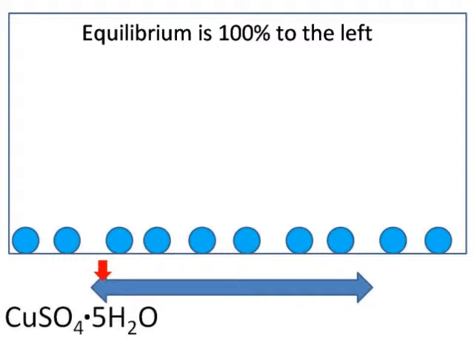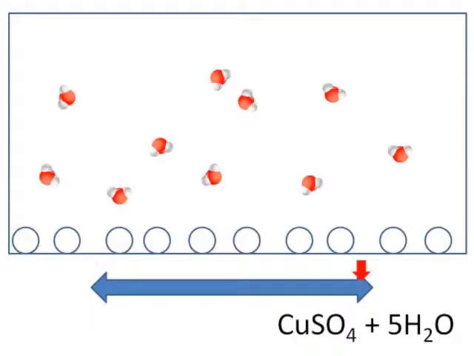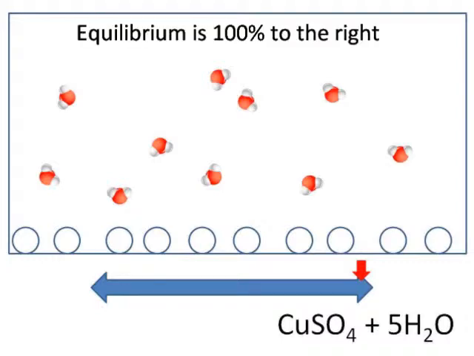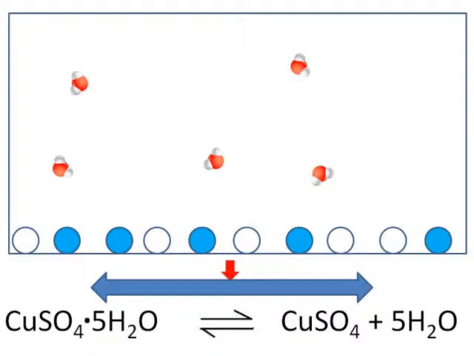The other extreme is to have 100% copper sulfate anhydrous and water. Okay, now I'm using one molecule diagram of water to represent the 5 water molecules because it's going to be too complicated for me. So this is the other extreme. This is 100% product in the forward reaction.